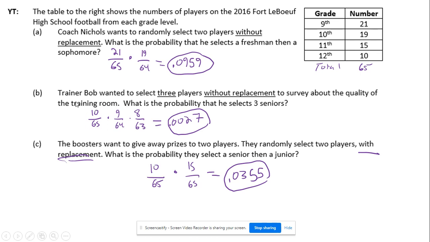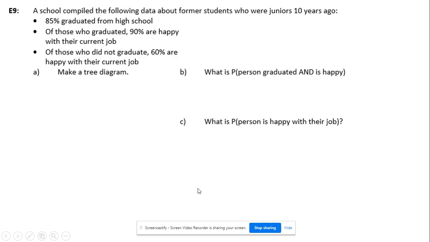Well, there was 10 out of 65 for the first person, but then because that senior, I took his name and put it off to the side, there were only 9 seniors left out of the 64 people. Then, because I then also put that senior off to the side, I was down to 8 out of 63. Multiplied those all together and got 0.0027. And then finally, letter C was with replacement. That meant the denominator didn't change. So a senior and then a junior. Remember, then is like our and word. 10 out of 65 times 15 out of 65.